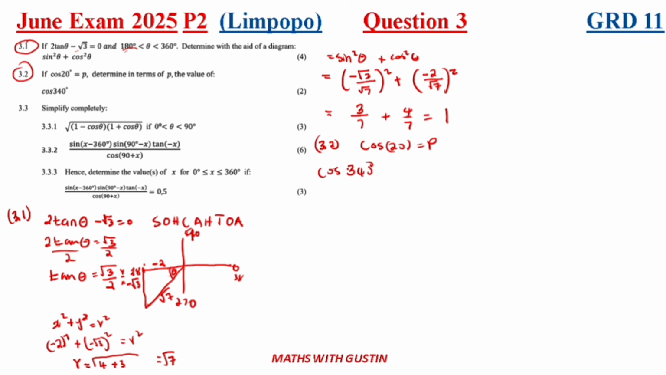Right, so now cos 340 can also be rewritten as cos of 360 minus 20. Okay, this is what we call reduction angles. So if you write it like this, we ask is cos positive or negative at 360 minus. 360 minus is in the fourth quadrant where cos is positive. So now it is just going to be cos 20 in this case, which is basically equal to p. And with that, you get your 2 marks.